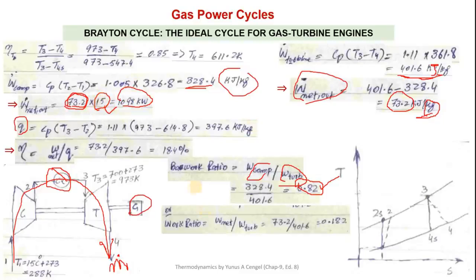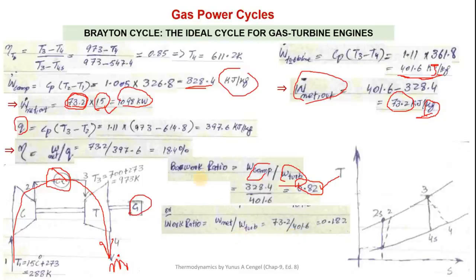So we can calculate the same back work ratio from this formula also. The net work output, which is this one, 73.2, divided by work of turbine. So the total work output of the turbine is this one, and this is the net work which is supplied to the generator. So the work ratio can be calculated from this formula.